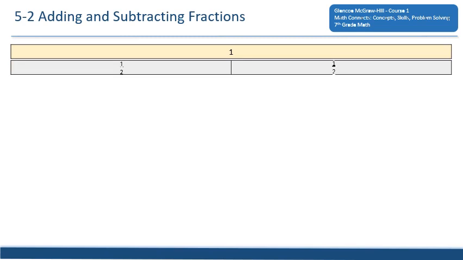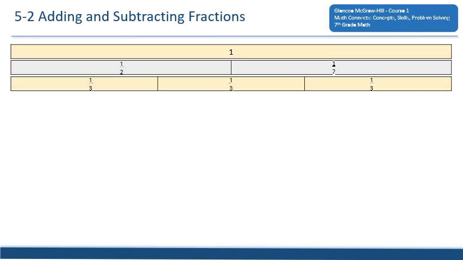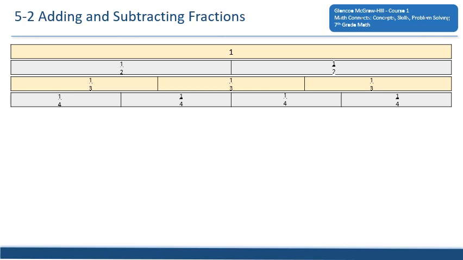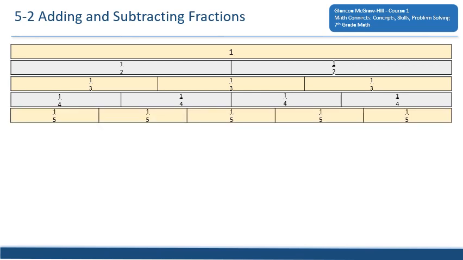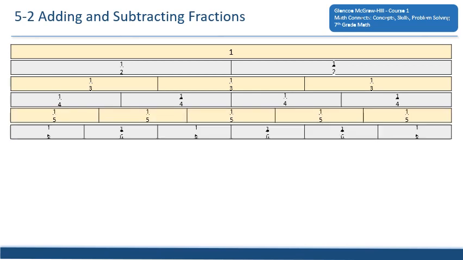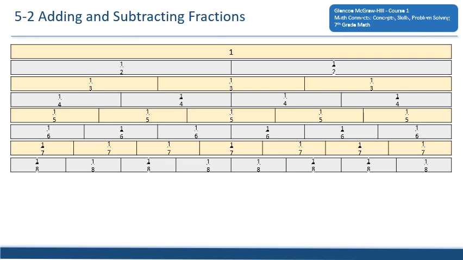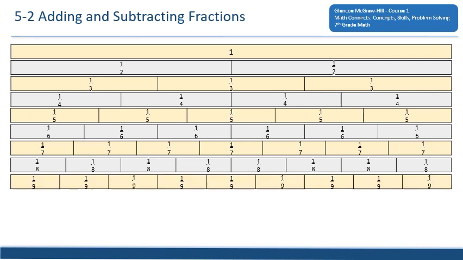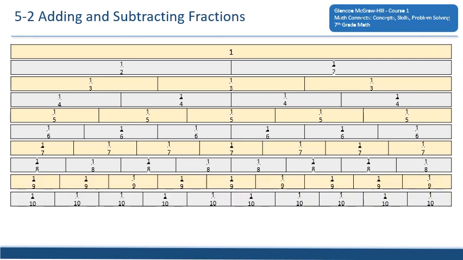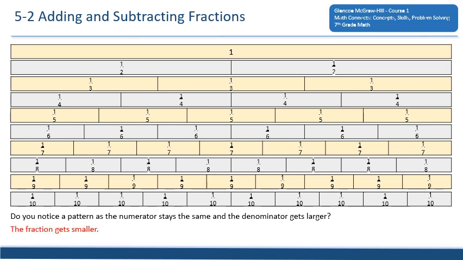So 1 can be broken into 2 halves, 3/3, 4/4, 5/5, 6/6, 7/7, 8/8, 9/9, 10/10. You notice a pattern as the numerator stays the same and the denominator gets larger. The fraction gets smaller.